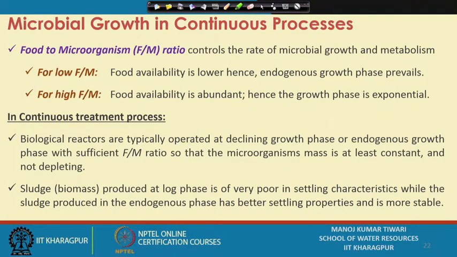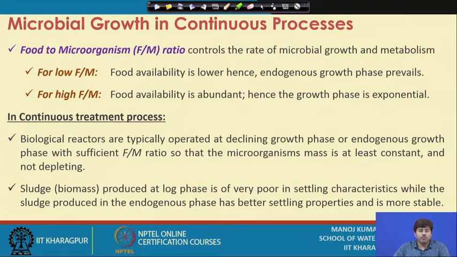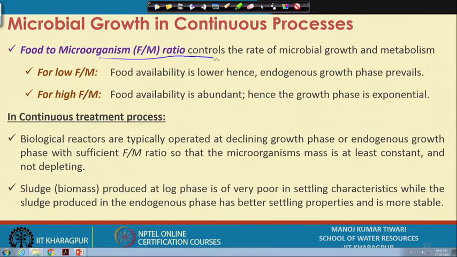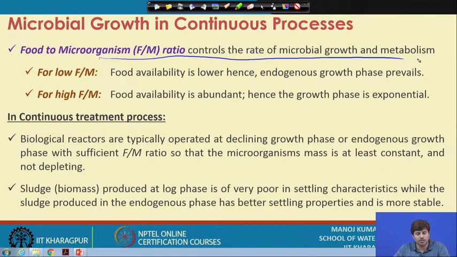Now, if we see the continuous processes, there is continuous supply of the food. The continuous processes work based on the available food to microorganism ratio, and that is what controls the rate of microbial growth and metabolism. So, food to microorganism ratio, which is F by M ratio, is essentially the amount of substrate present in the system and the amount of biomass present in the system, because substrate is the food and M, microorganism, is the biomass or the amount of bacteria, number of cells.